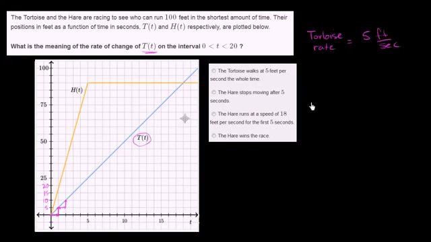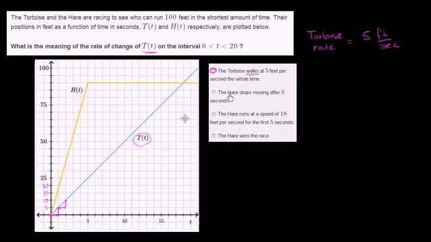So let's see which of our choices seem to match that. And that is over the entire interval. The interval starts here, this is 0, and 20 is right over here. And it looks like we have a constant rate, a constant slope. We have the same inclination of this line the entire time, all the way until t is equal to 20. So this first choice says the tortoise walks at 5 feet per second the whole time. And this looks right. Our tortoise has a constant rate of 5 feet per second. Walks might be an understatement. 5 feet per second is a pretty good speed, especially for a tortoise.